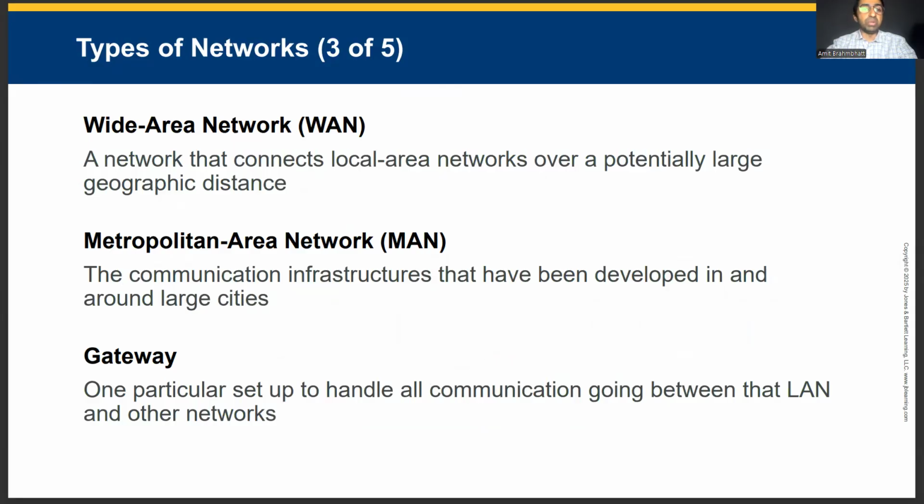A wide area network or WAN connects multiple LANs across large geographical distances, such as cities or countries. A metropolitan area network, or MAN, is designed for communication within and around large cities. A gateway is a system that handles communications between LANs and other external networks, ensuring proper translation between technologies.